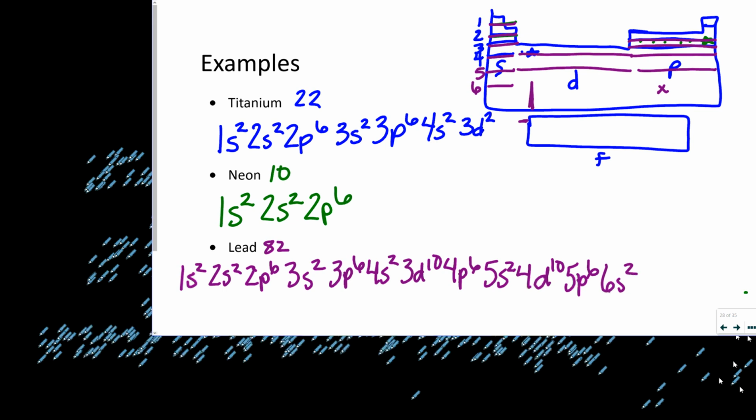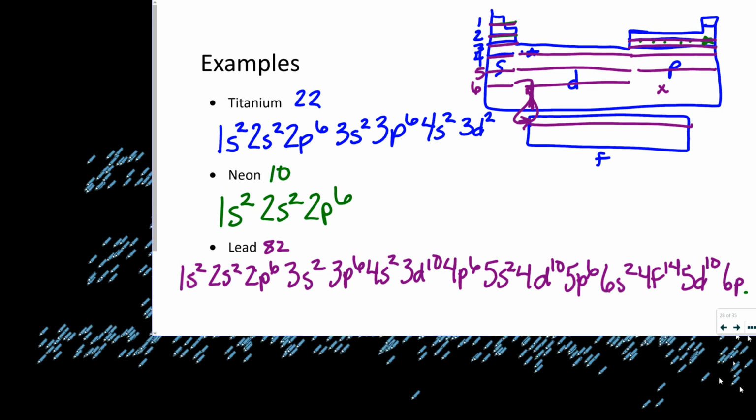Then comes our F block. So we have to go down here and go through our F block. Remember, our F block was the row number -2. So that will be 4F, and that is 14 wide. Then it comes back up and goes through our D block, which is the row -1, so that's 5D, 10. And then we're in our P block where lead is. We're on the 6th row, so it is 6P. And lead is the second element in that row, so it's 6P2.